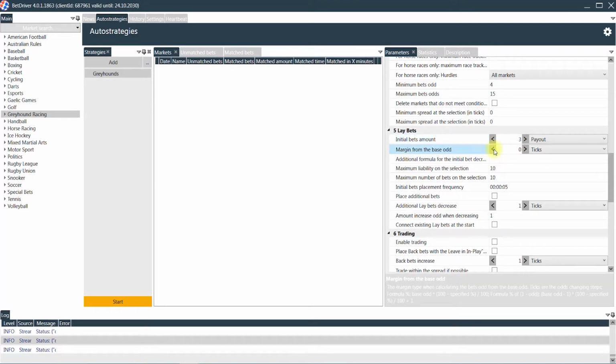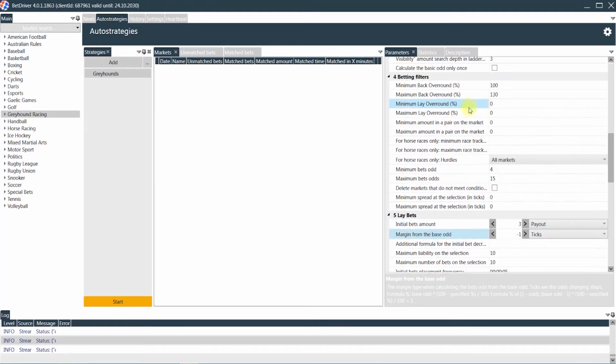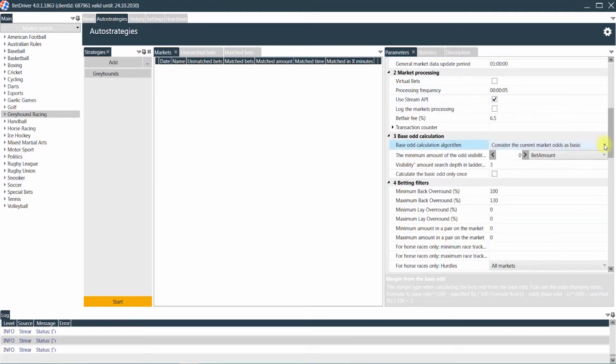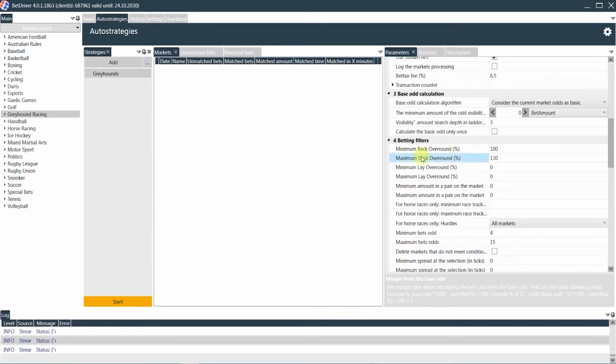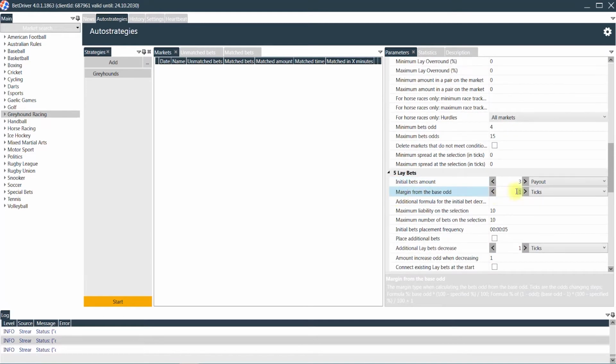The margin from the base odd is -1 tick. This means that the program will subtract the specified number of ticks from the current odd. Since there is a minus here, 1 tick will be added. Accordingly, the initial lay bets are placed 1 tick higher than the current ones. It means that the program will outbid the current market odds.